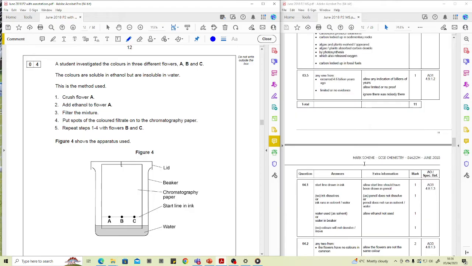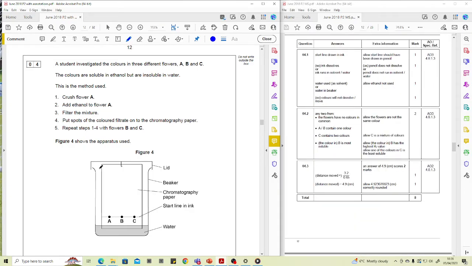Okay, and photosynthesis gives way to chromatography. We've got a student investigating colours in 3 different flowers. The colours are soluble in ethanol but insoluble in water, so let's just remind ourselves of that later. Here's the method: crush the flower, add ethanol to flower A, filter. So you've got a soluble solid in solution of ethanol, and you're going to put spots of this coloured filtrate onto the chromatography paper and then do the same with B and C.